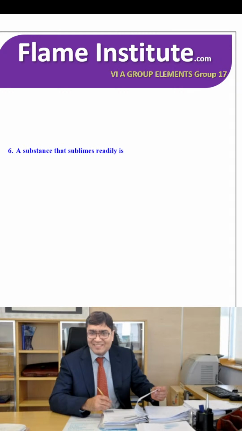A substance that sublimes readily is fluorine, chlorine, bromine or iodine. The right option is iodine, iodine sublimes, so iodine is the correct option.